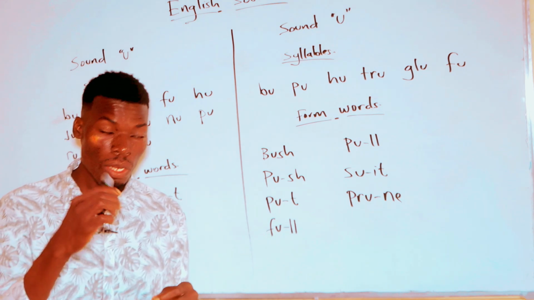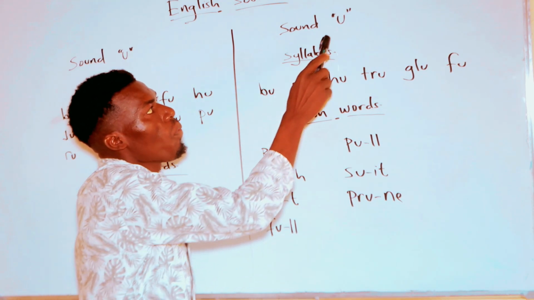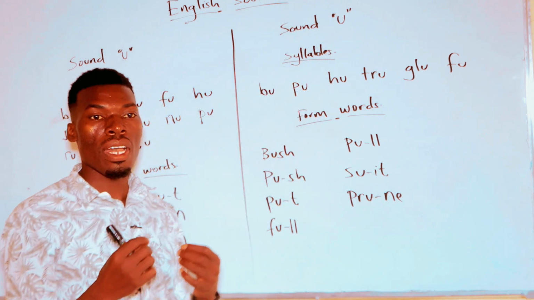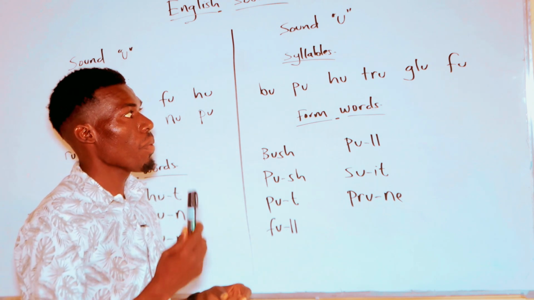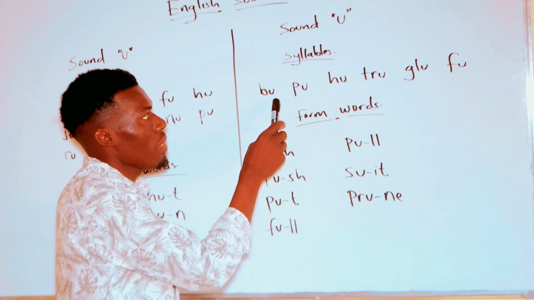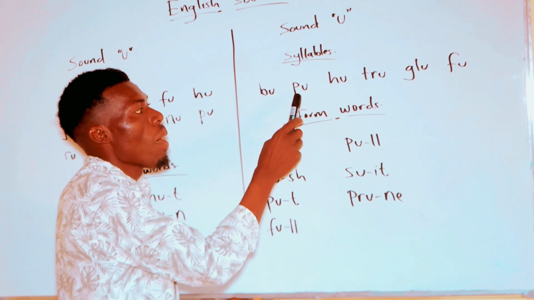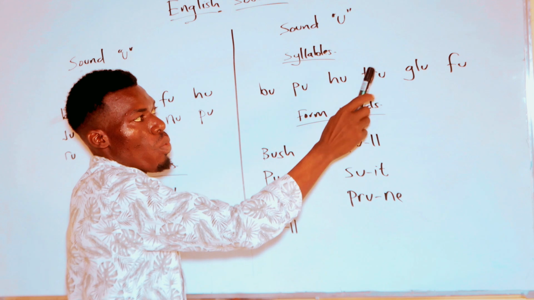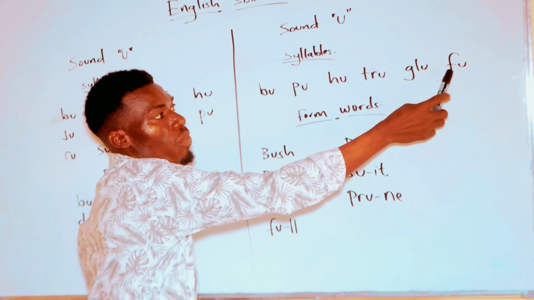Okay? Look at another one. So again here, we read letter U as sound oo. For example, these syllables, we read them as boo, poo, who, true, glue, foo.